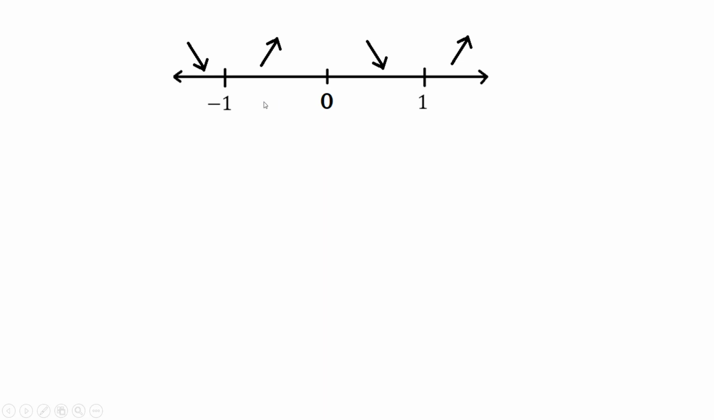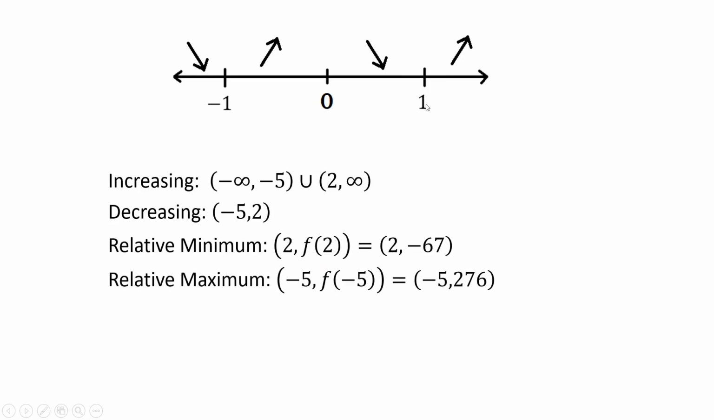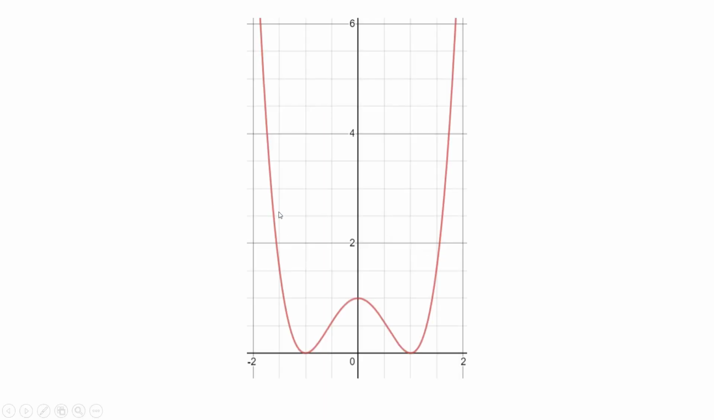Do I have any relative extrema? I'm going to have a relative minimum here. I'm going to have a relative maximum here and a relative minimum here. Why? Because I went from decreasing to increasing, that gives me a minimum. I go from increasing to decreasing, that gives me a maximum. And I go from decreasing to increasing, that gives me a minimum. And I've got them labeled on this graph here. So I have a relative minimum at negative 1, 0. I have a relative maximum at 0, 1. And I have a relative minimum at 1, 0.